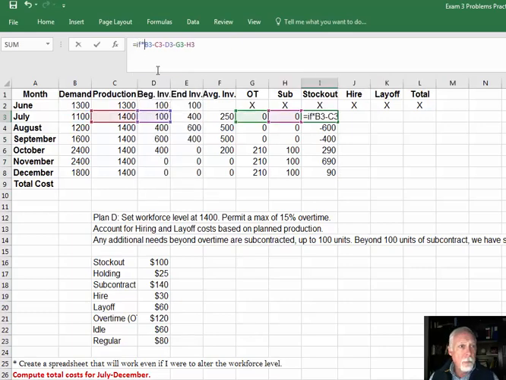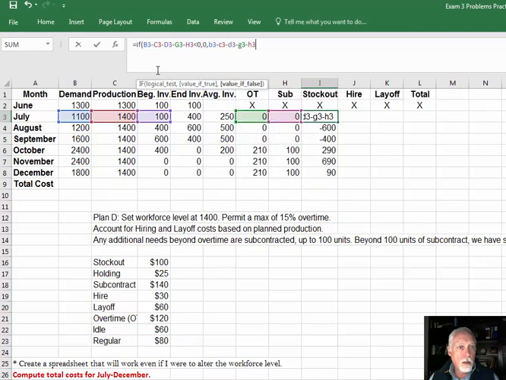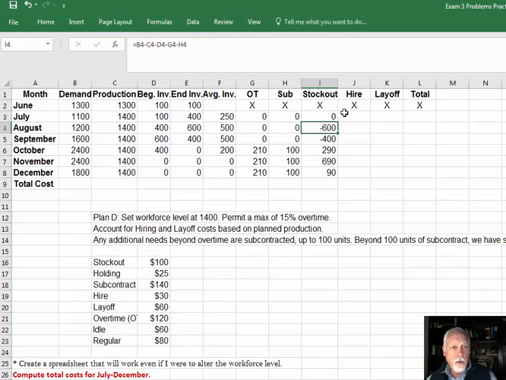So if this equation is less than zero, then just type in zero, else type it in. And so we have dealt with the stockouts. So now we have an equation that works and satisfies all of this. Now there's just a matter of calculating our hire and layoff. So our hire is, well, we hire when we increase our production.